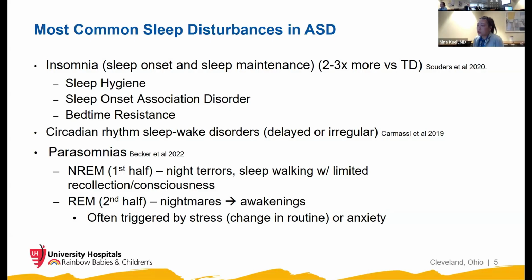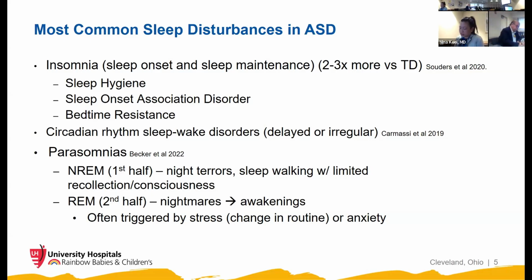Circadian rhythm sleep-wake disorders are typically delayed, kind of like our teenagers, or even just irregular sleep-wake disorders. One of the things that we do deal with a lot in this population is that children with autism tend to sleep significantly less than their typically developing peers. We'll talk about some hypotheses in a little bit about why that is. At the end of the day, we don't actually know why, but there are some working theories.